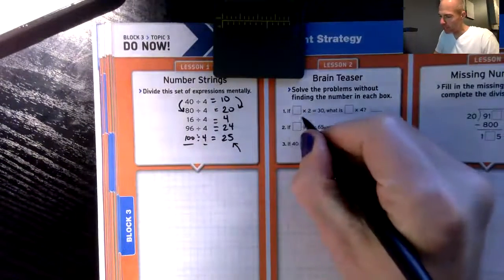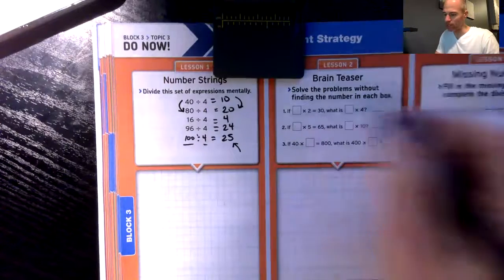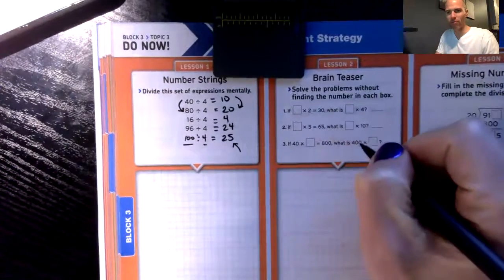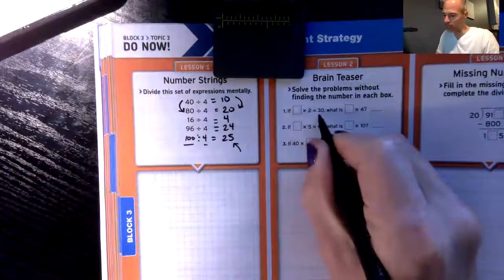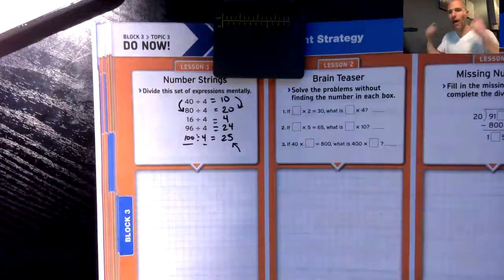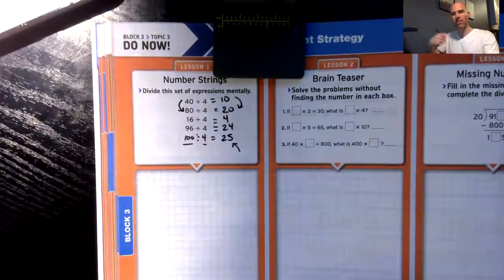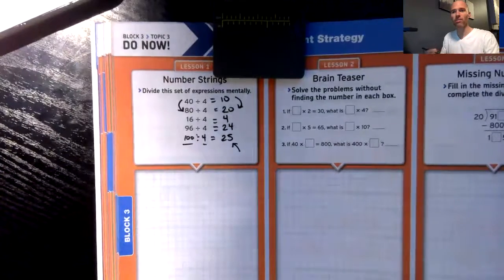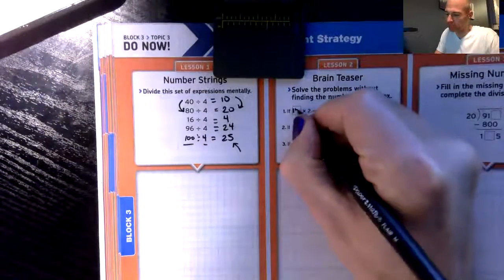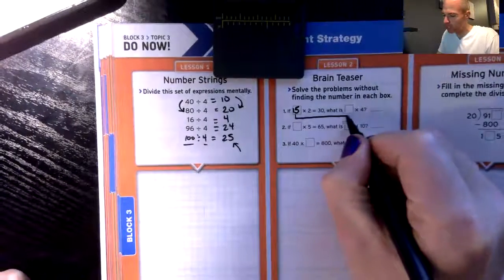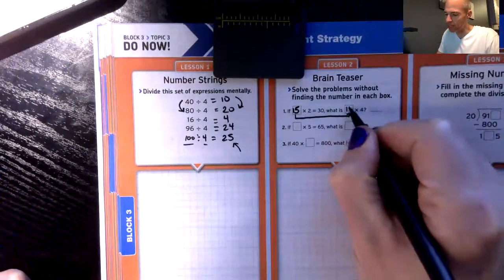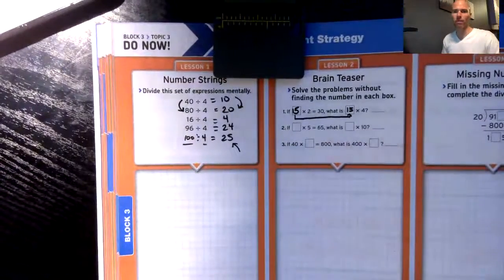So it says if blank times 2 equals 30, then what is blank times 4? Well, we have to fill in the blank with whatever goes here, right? Something times 2 equals 30. We can work backwards and think, okay, 30 divided by 2, what is that? That's going to fill this box for us. It's 15. And so this 15 has to fill this box as well, right? The boxes need to be the same number.